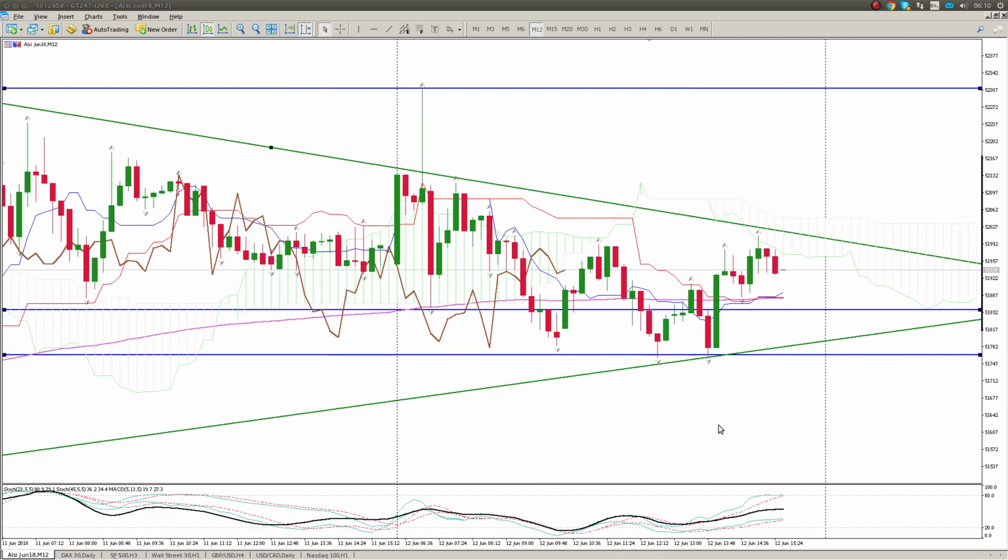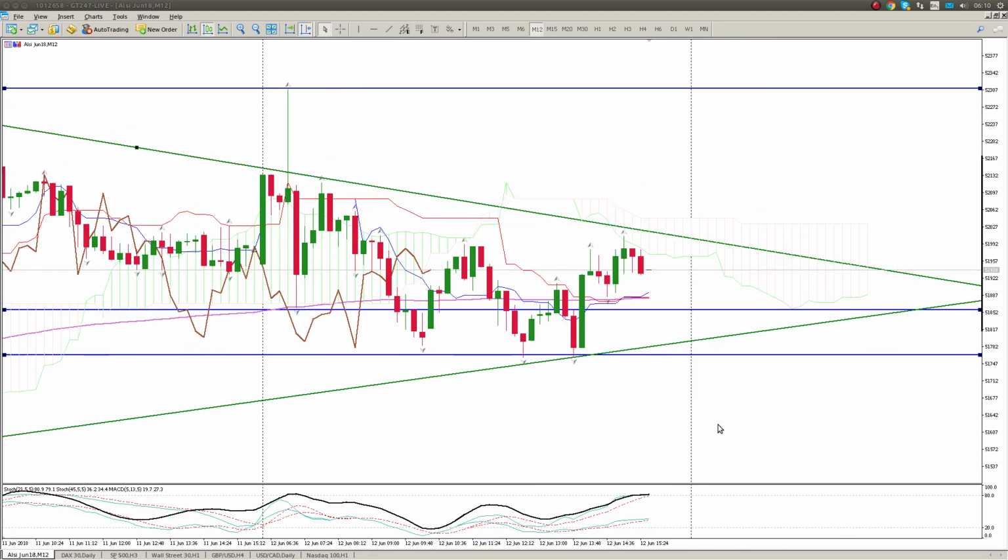I suppose if we sum it up, wait and see. But my bias is to the downside at the moment if I look at the lower time frames.